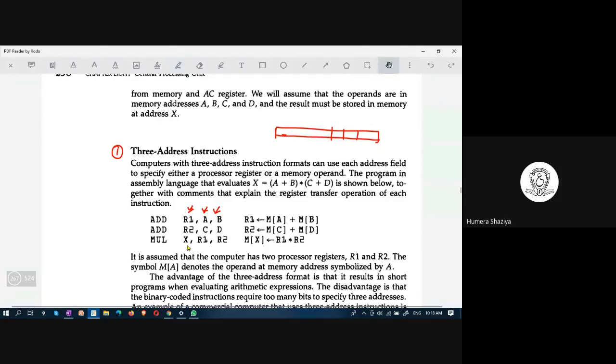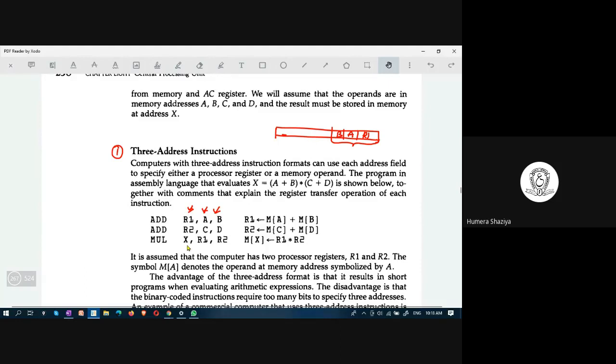The generic example which we saw apparently had a single address. But now we are understanding how an instruction can have multiple addresses. So this is R1, A, B. This is our address part of instruction in which we have three addresses. This is three address instructions. You are performing addition of M of A and M of B and storing the result in R1.